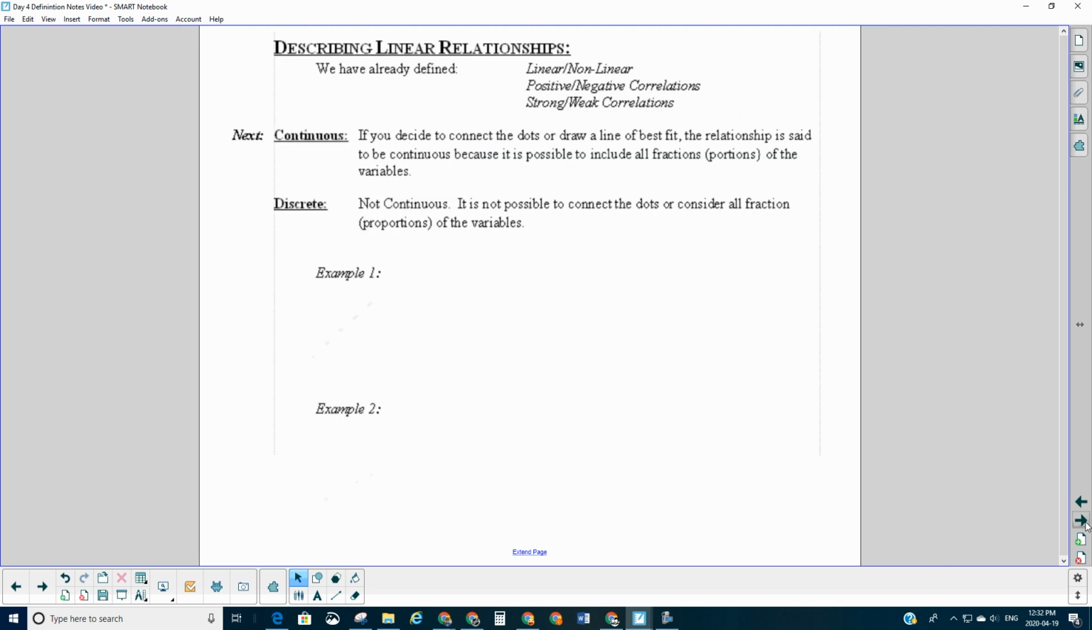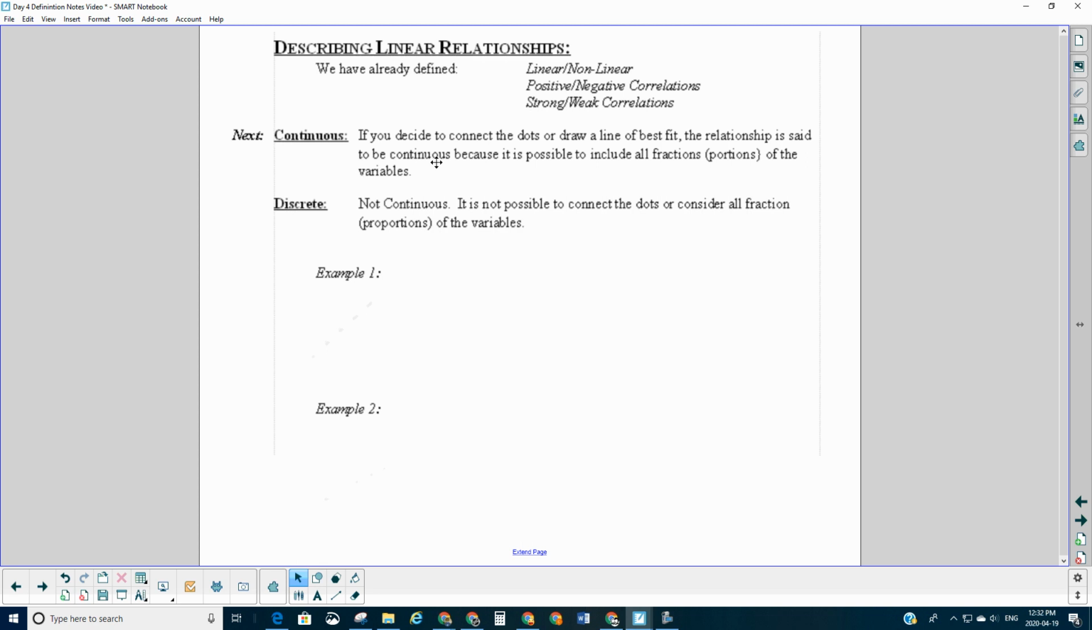There are other words we can use to describe linear relationships. We first talked about linear and nonlinear, and just now we learned about positive and negative correlations and strong and weak correlations. But we can also describe them with something called continuous or discrete. I'll read the definitions, but the examples will mean a little bit more.